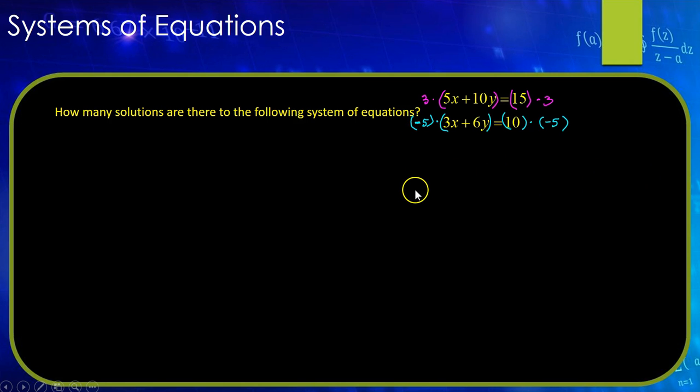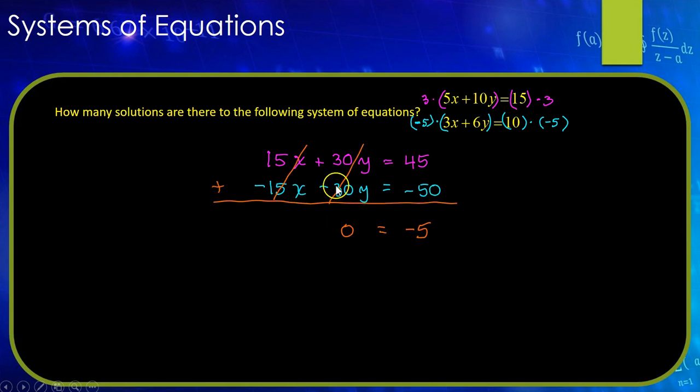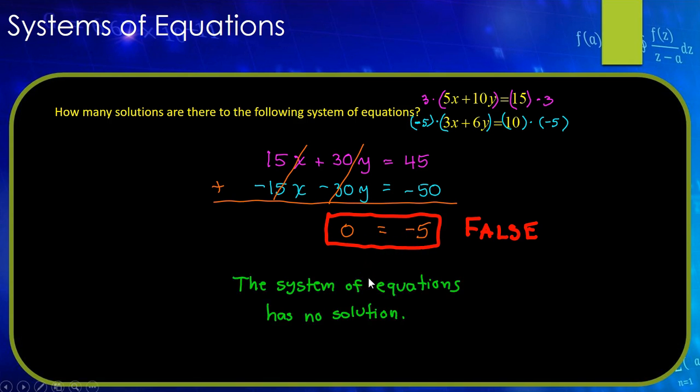When I do this, the top equation becomes 15x plus 30y equaling 45, and the bottom equation becomes negative 15x minus 30y equals negative 50. When I add these together, again, on the left-hand side everything cancels, so I'm left with nothing. And that tells me right now I have a special case. On the right-hand side, 45 plus negative 50 becomes negative 5. So I know I have a special case, so it's either no solution or infinitely many solutions. I end up with a false statement because 0 does not equal negative 5. Because it's a false statement and I have a special case, that means this system of equations has no solution.